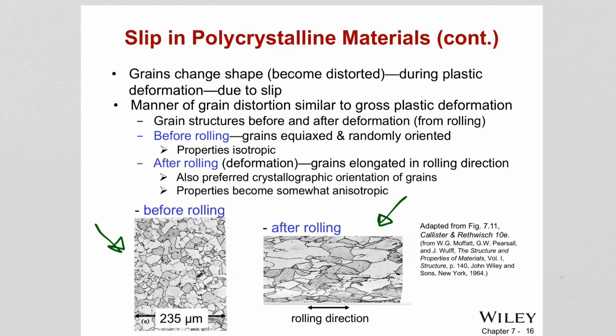When the grains are elongated in this manner, when we change their shape, plastically deform them, that means the properties are going to be more anisotropic, meaning depending on the direction the properties will change. It's not going to be like a more isotropic situation where we have equiaxed grains.